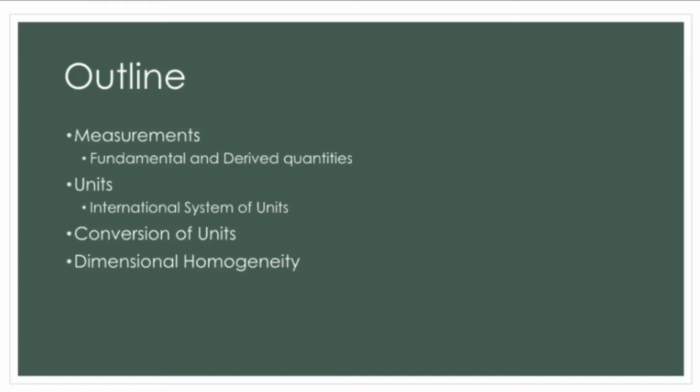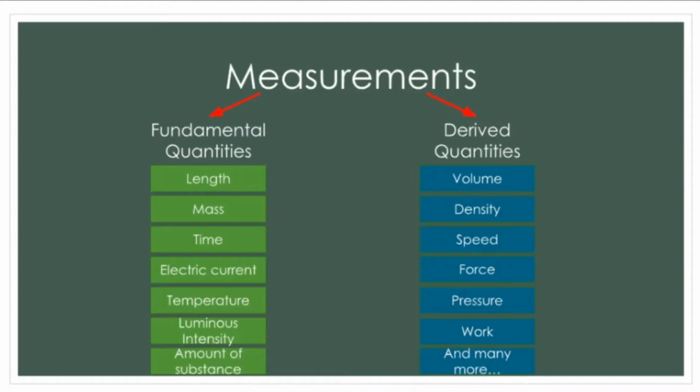Let's begin with measurements. We divide all of our known quantities that are being measured in terms of two categories. That's the fundamental quantities and the derived quantities. For fundamental quantities, we have exactly 7 quantities. That is length, mass, time, electric current, temperature, luminous intensity, and the amount of substance. These 7 fundamental quantities, when combined with each other, will give us our derived quantities.